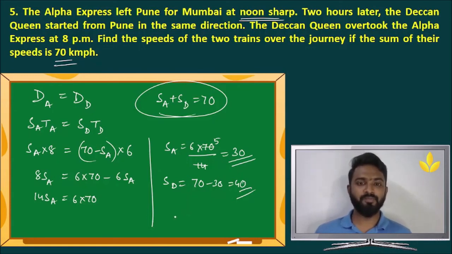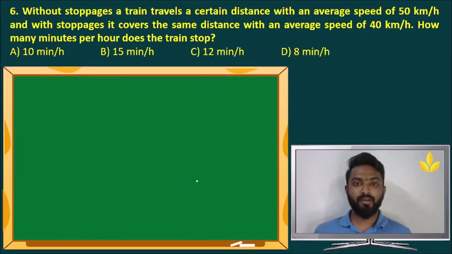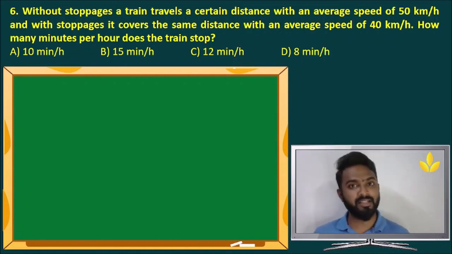Let's move on. Without stoppages, a train travels a certain distance with an average speed of 50 km per hour. With stoppages, it covers the same distance but with an average speed of 40. Why is the speed reducing? Because of the stoppages. The time is increasing but the distance traveled is same. That is why the speed is decreasing. How many minutes per hour does the train stop?